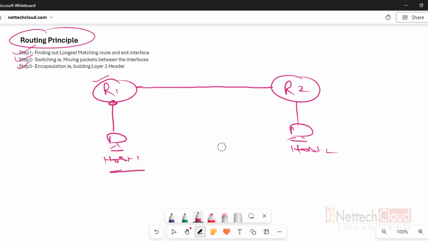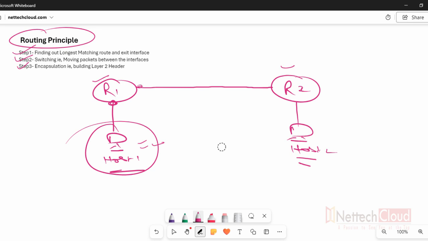IPs are properly configured on both the routers, right? Even routing is also configured. Host 1 IP, gateway, all pre-configured. But still there is an end-to-end IP reachability issue. So whenever we try to reach host 2 from host 1, or maybe from host 2 to host 1, there is an issue. In fact, there is no connectivity at all, right?